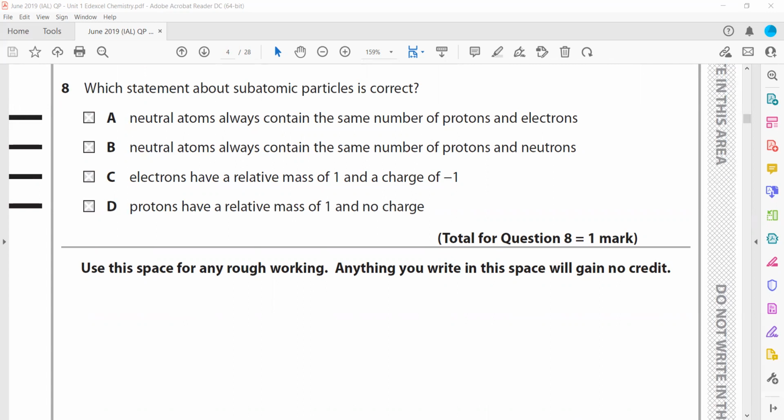Then which statement about subatomic particles is correct? In the question, a neutral atom always contains the same number of protons and electrons. That is true. So A is the right answer. Why not B? A neutral atom contains the same number of protons and neutrons. That is wrong. Electrons have a relative mass of 1? They don't have a relative mass of 1. That is 1 divided by 1840. And proton has a relative mass of 1 and no charge? The mass is correct, but charge is there. Its relative charge is +1. So A is the right statement.